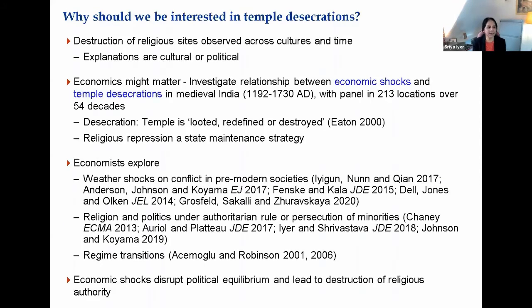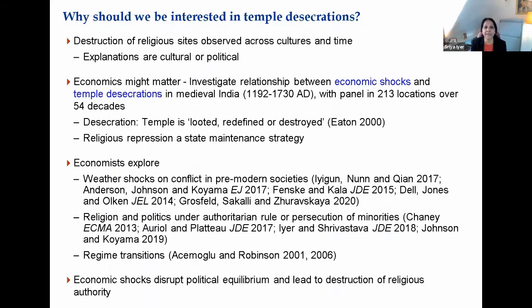So why should we really be interested in temple desecrations at all? We know that historically, the destruction of religious sites has been observed across cultures and across time. Whether you're looking at the destruction of the Bamiyan Buddhas in 2001 by the Taliban, or the destruction of the Babri Masjid in India in 1992, or secular regimes, the Cultural Revolution in China, the French Revolution, where there was some kind of iconoclasm, you do observe the destruction of religious sites.